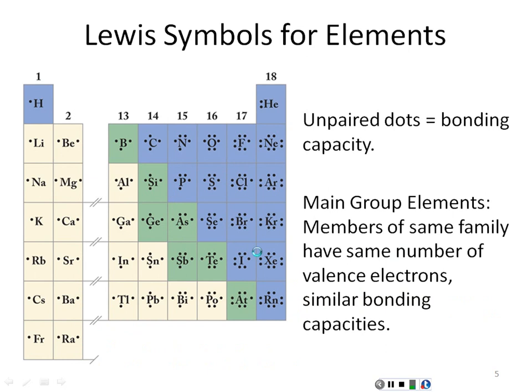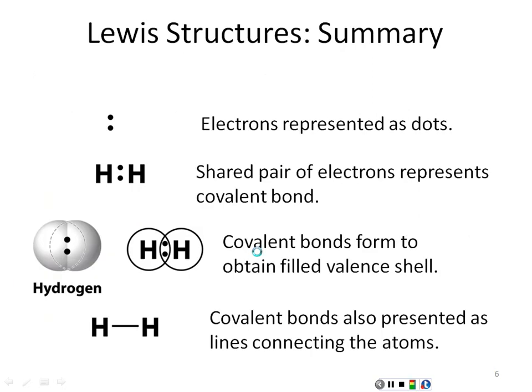And Lewis symbols, we've seen these before. This is where you have the valence electrons shown as unpaired dots, and the number of unpaired dots equals the bonding capacity of that element. But we're going to move on from Lewis symbols to Lewis structures.